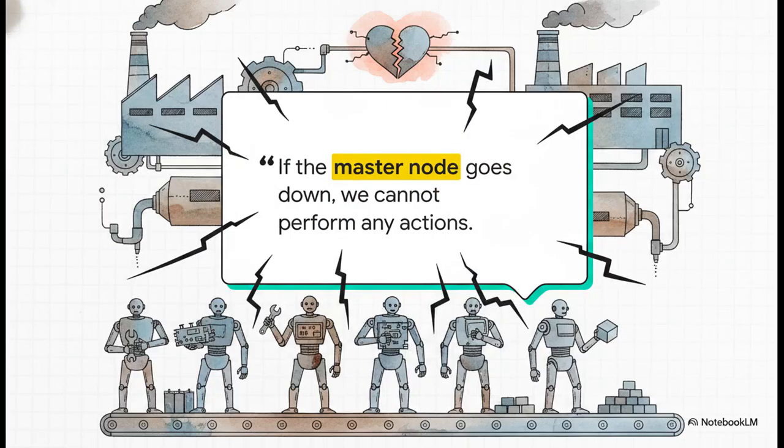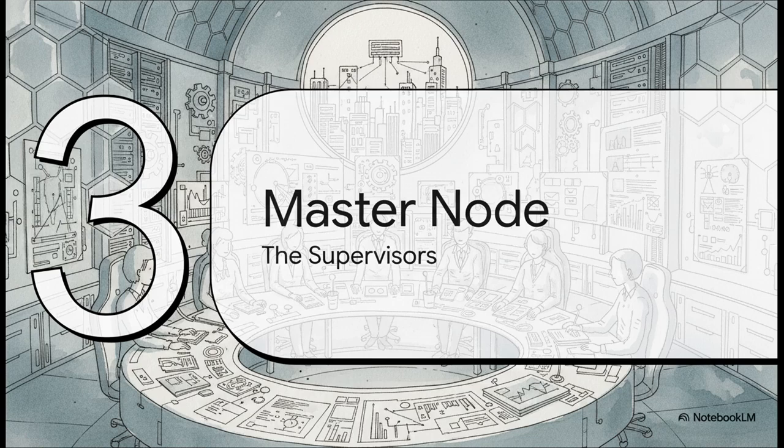But check out this quote from our source material. It says, if the master node goes down, we cannot perform any actions in the cluster. This really emphasizes just how absolutely critical the management team is. The master node is literally the beating heart of the whole operation. If it disappears, the entire factory just grinds to a halt. Sure, the workers might still be holding whatever they were last working on, but absolutely no new orders are coming in. Which brings us to part 3, master node supervisors.